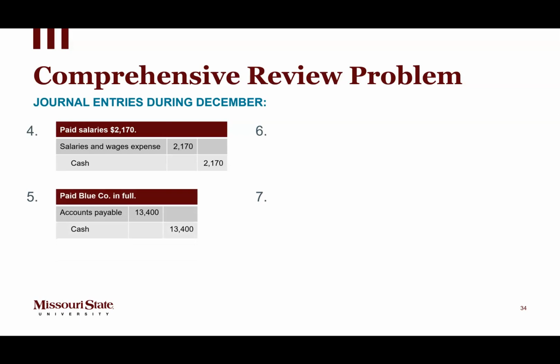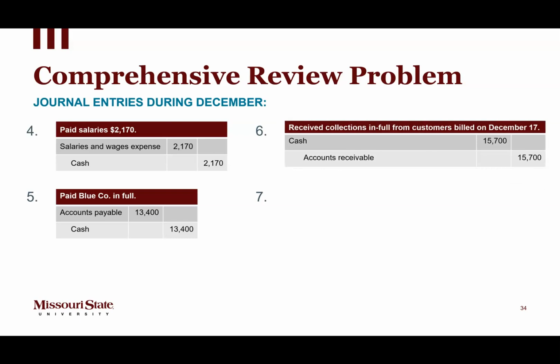We paid Blue Co. in full. Recall that we got $13,400 in inventory from them, and we said, hey, we're going to pay you back later. That's what we're doing now. We are debiting that accounts payable account to show that we're decreasing it, and we are going to credit that cash account to show that we are also decreasing it because we are expending cash to pay that.